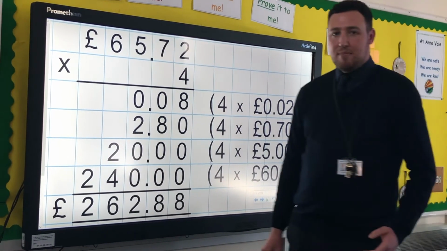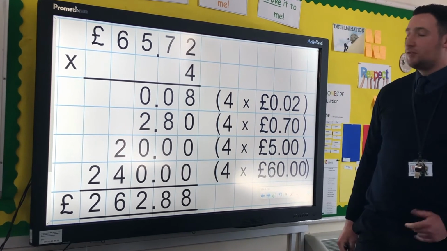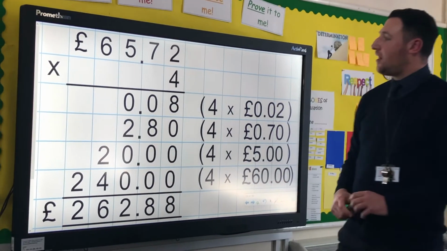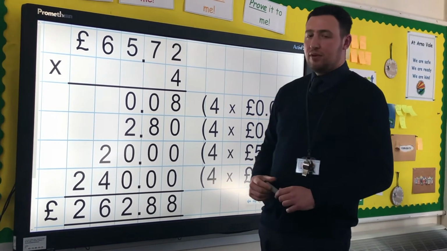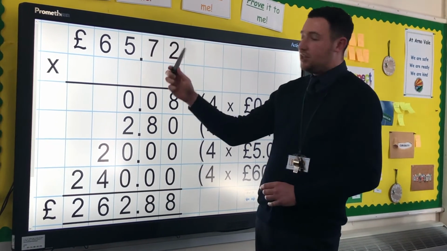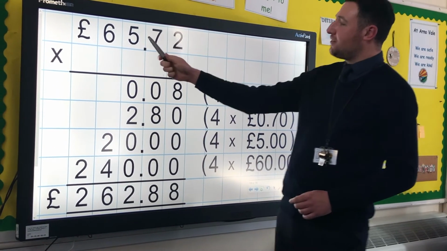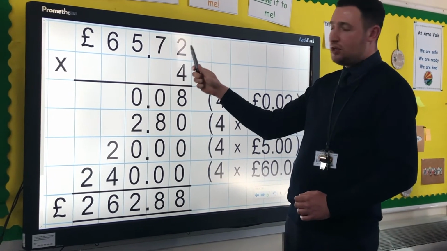Now this method becomes really, really useful for when children are taught to calculate with decimals, for example with money. So here's an example. We're doing 4 lots of £65.72. Now it comes back again to the grid method from the previous video and the partitioning, the place value. So that's not a 6, it's a £60, and that's a £5. That of course then will be 70 pence, and that would be 2 pence.